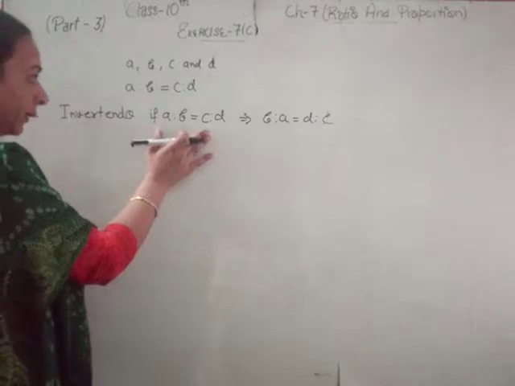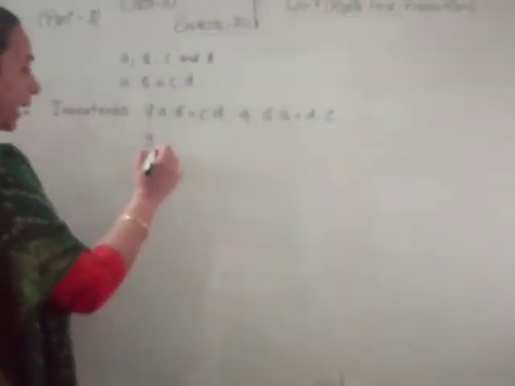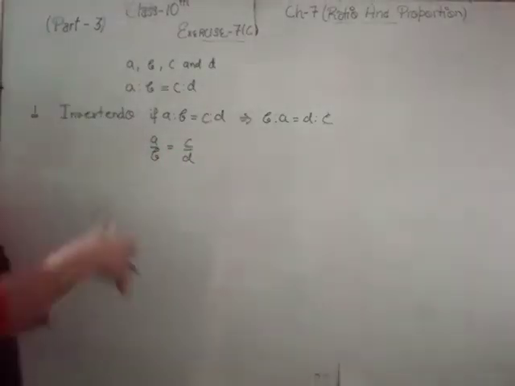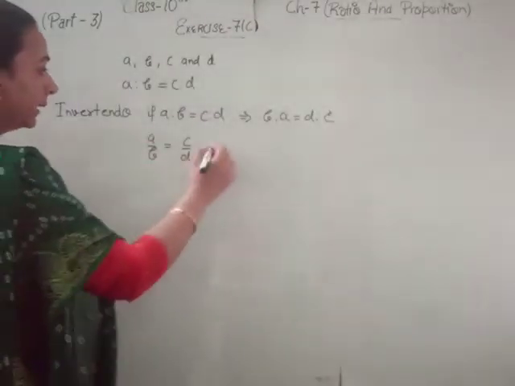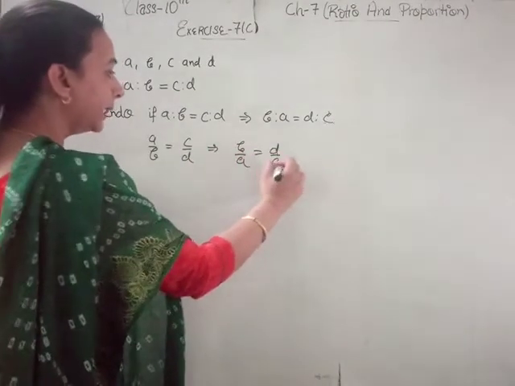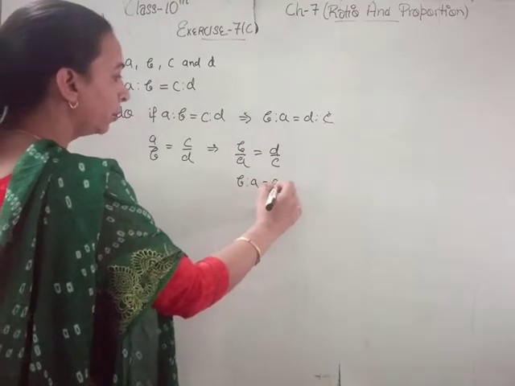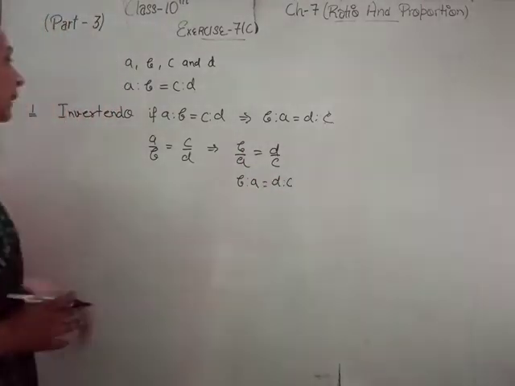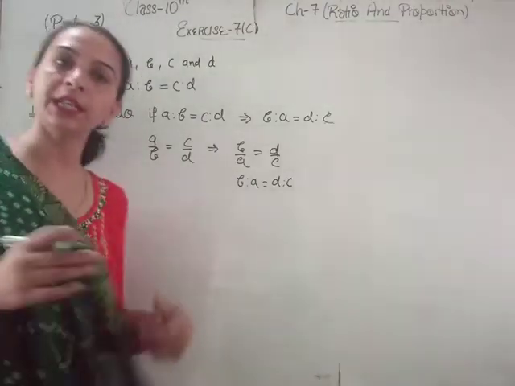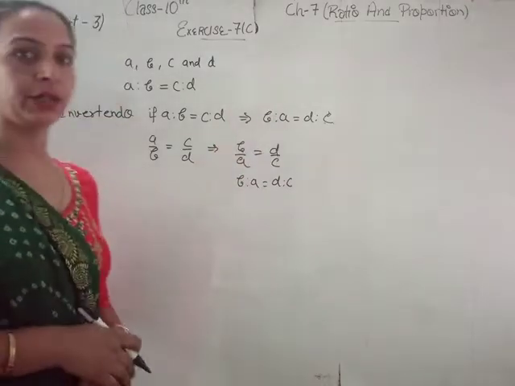Students, if we have given A ratio B equal to C ratio D, then we write A by B equal to C by D. Taking reciprocal on both sides, we write B by A equal to D by C, and according to this we write B ratio A equal to D ratio C. So the first property invertendo means if A ratio B equals C ratio D, then B ratio A equals D ratio C.